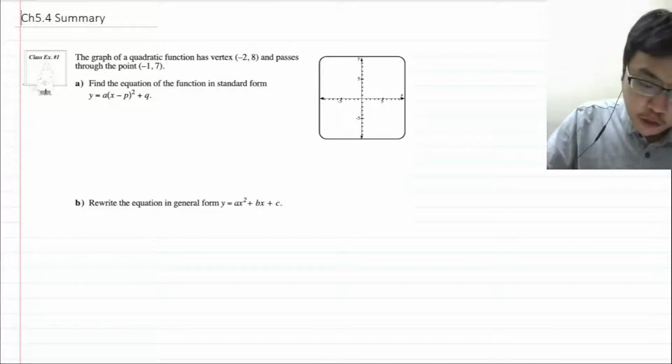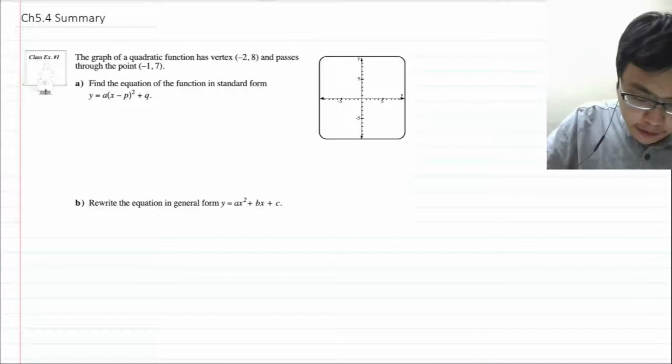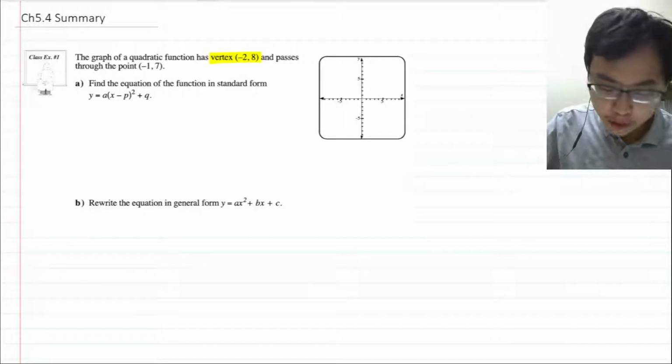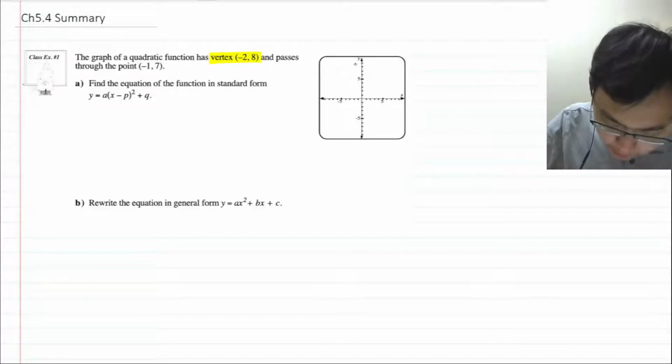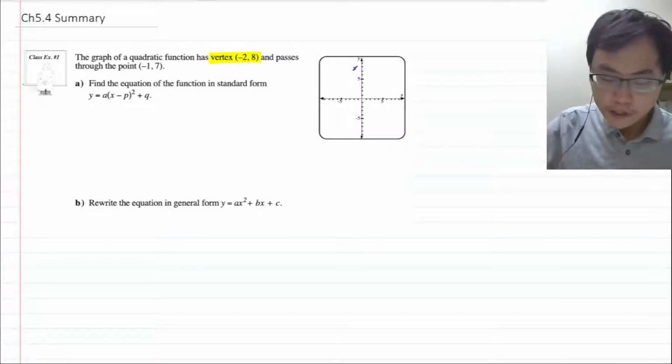Now, the vertex actually gives us a lot of information already. So for example, it says here, the quadratic function has a vertex at negative 2, 8. Now, first of all, where is negative 2, 8? Negative 2, 8 is all the way up here. Okay, so you can roughly sketch out where it is. That's negative 2, 8 over there.